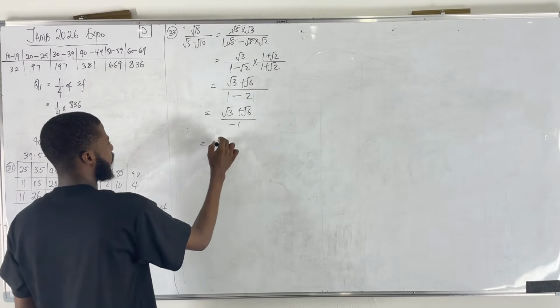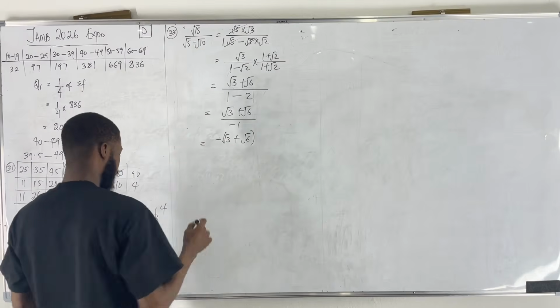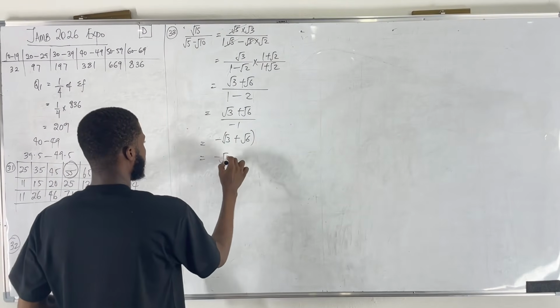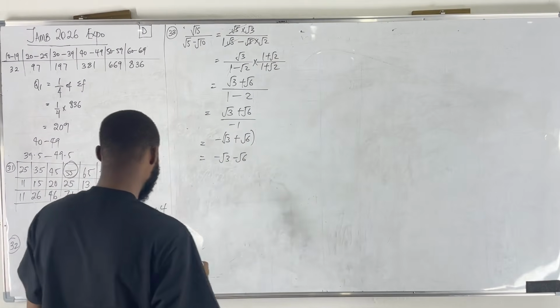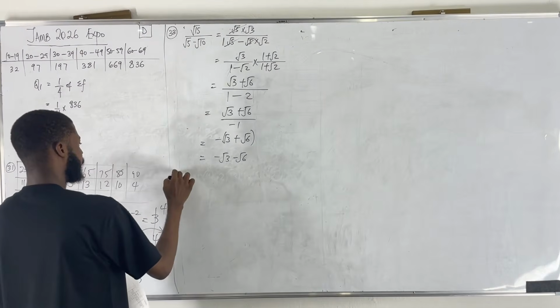Now take the minus to the top. That's minus root 3 plus root 6 with a bracket. So let me see, it was opened up. So this will be minus root 3 minus root 6. So that will be the final answer, and that's A. Let's move on to the next one, question 34.